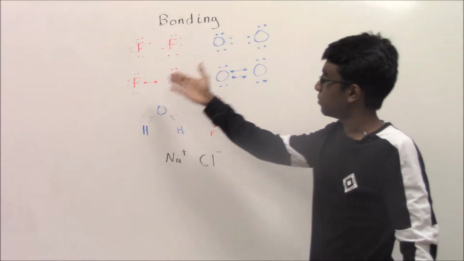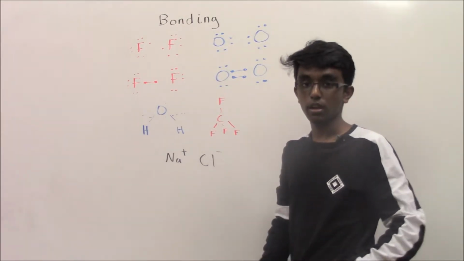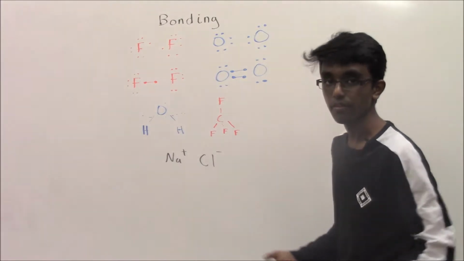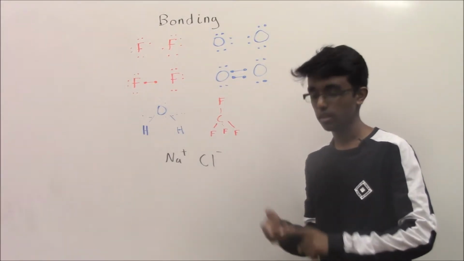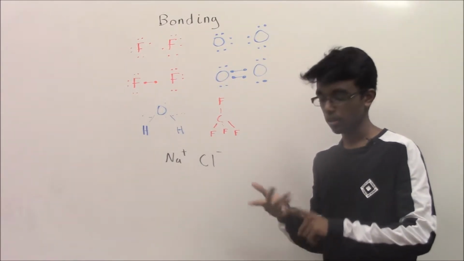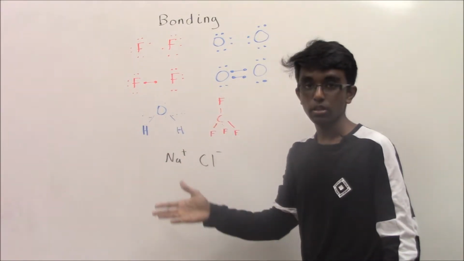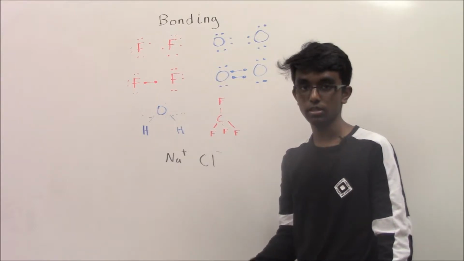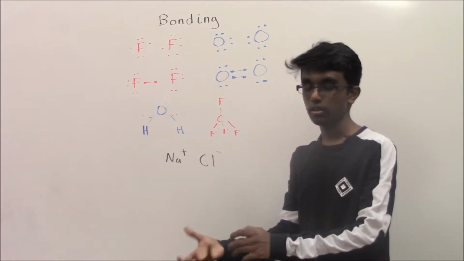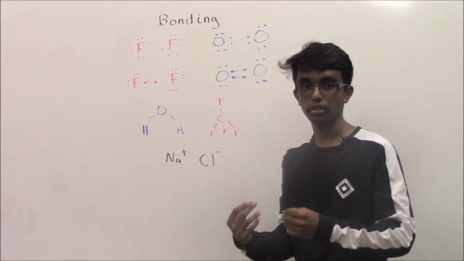Now, we have covalent bonds, but covalent bonds themselves can vary. There's 2 types of covalent bonds. There is a polar covalent bond and a non-polar covalent bond. In a polar covalent bond, one atom is going to have a greater pull on the electrons than the other atom. So there's going to be an unequal sharing of the electrons.